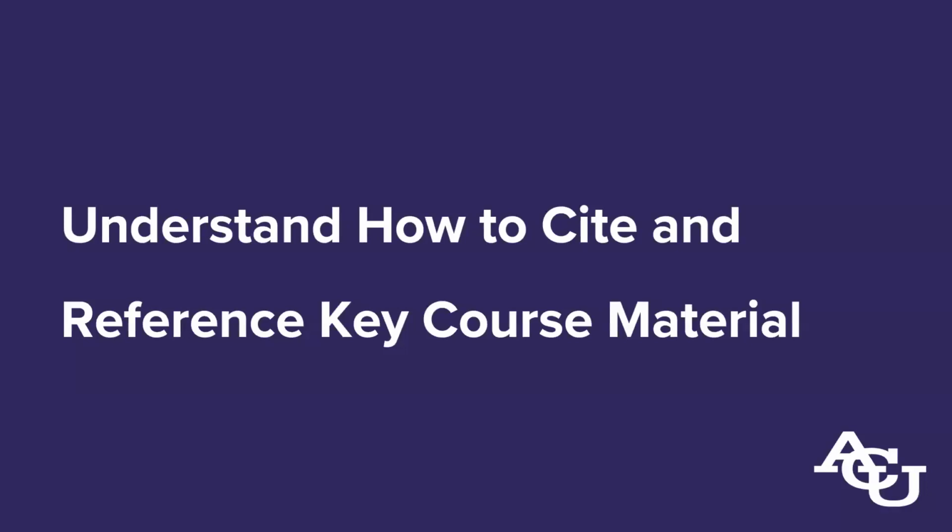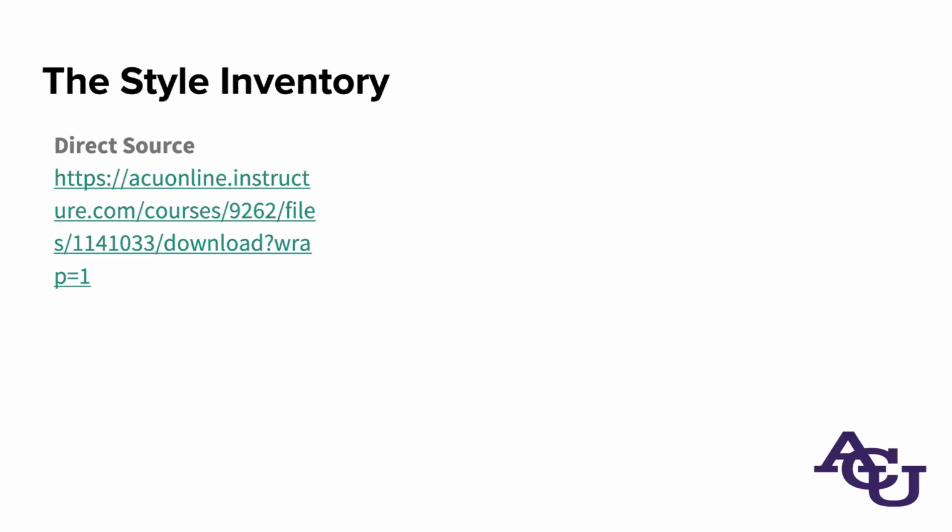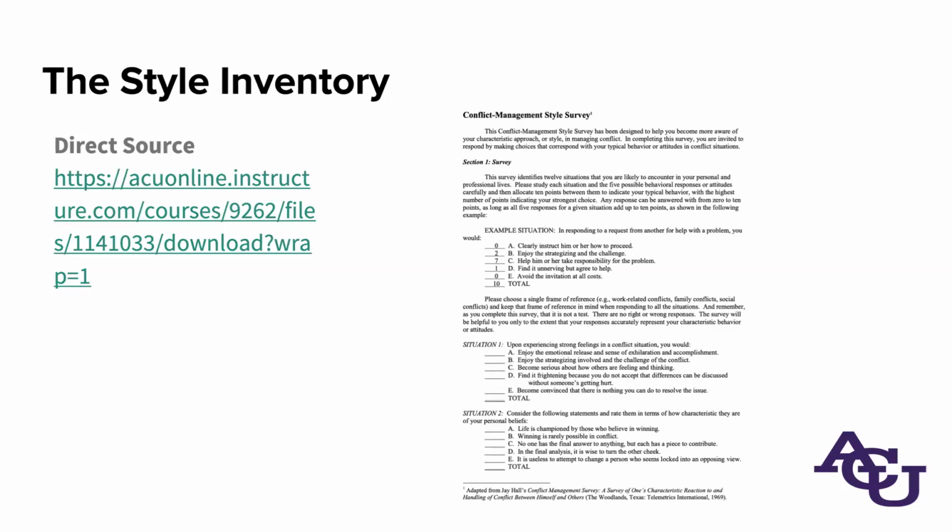So let's talk about how to cite and reference key course material for this. And the place where we normally get questions is about the style inventory. If you take the link in the class, you'll see a PDF download. And this is where people start getting confused because it says at the bottom, adapted from Jay Hall's conflict management survey. And so often people will jump in and think, oh, well, it must have been changed. And so I'll need to cite this as a separate course material.